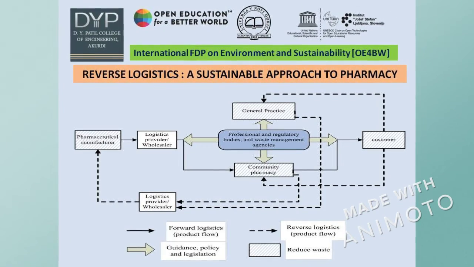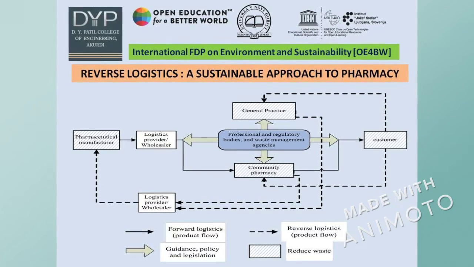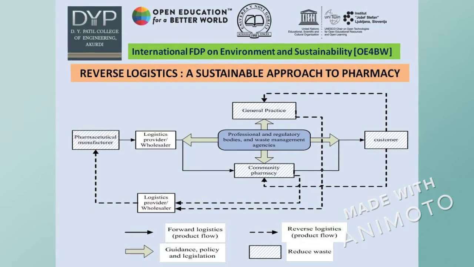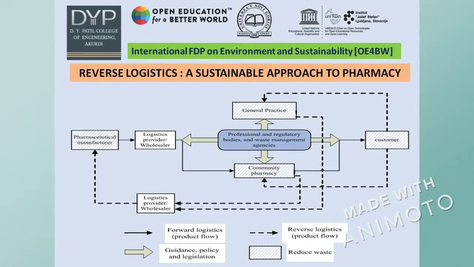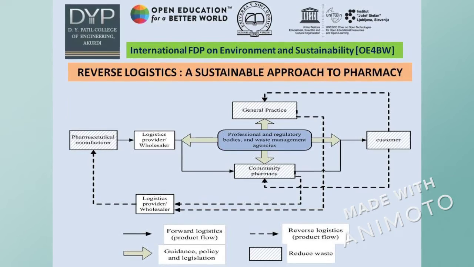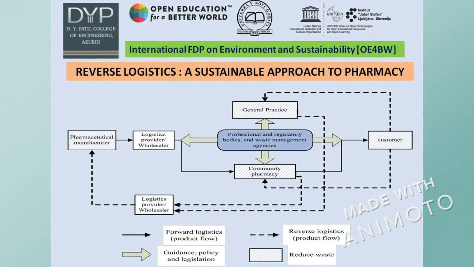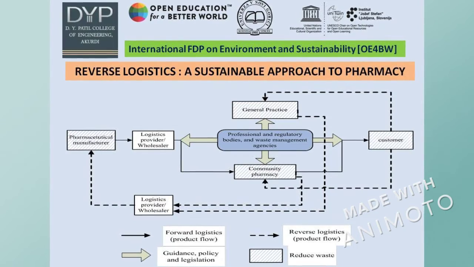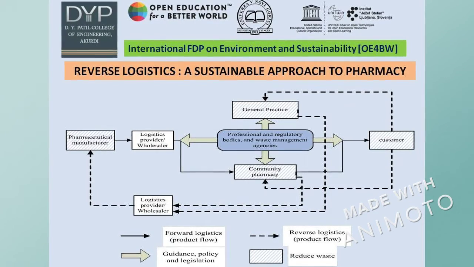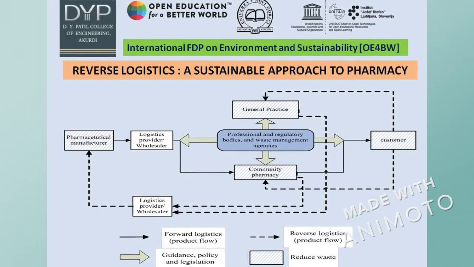A sustainable approach to pharmacy can be reverse logistics. Reverse logistics is a set of activities that is conducted after the sale of a product to recapture value and end the product's life cycle. It typically involves returning a product to the manufacturer or distributor for forwarding it on for servicing or recycling. Now the following diagram represents how reverse logistics can be achieved in a pharmacy.